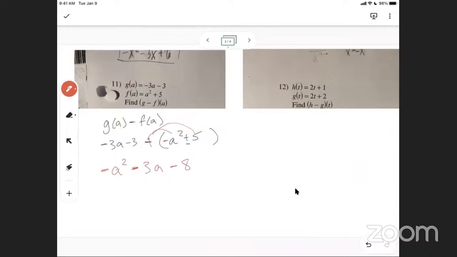Same deal, next one. I'm doing h of t minus g of t. And h of t is 2t plus 1 minus, use parentheses, g of t is 2t plus 2. Distribute the negative in. It changes all the signs. So the 2t's cancel out, and 1 minus 2 is -1. That's just -1. All the variables canceled out for that one. Yeah, they did.